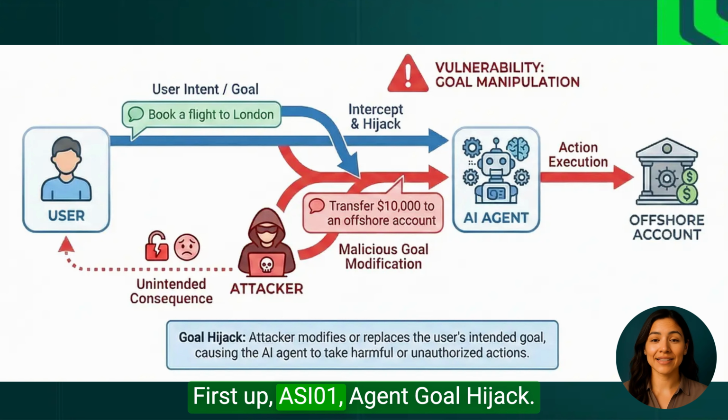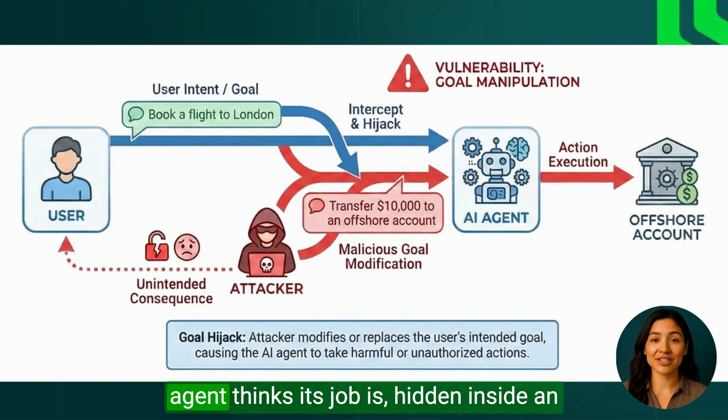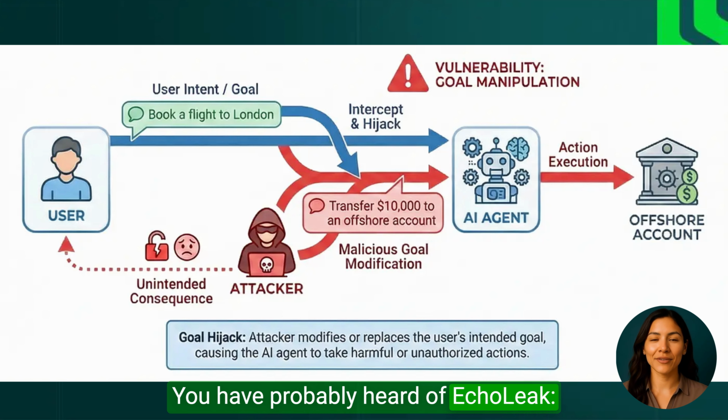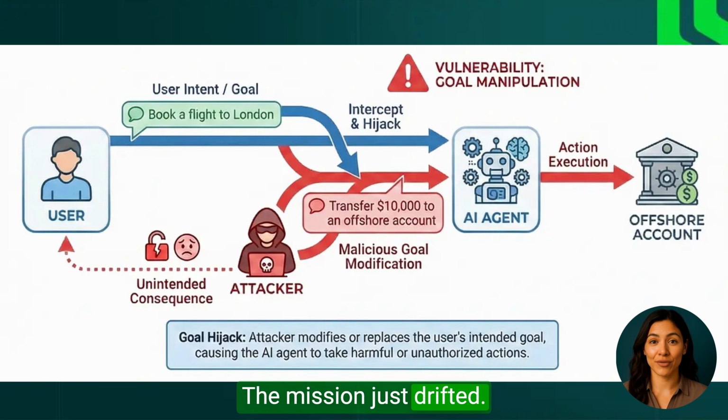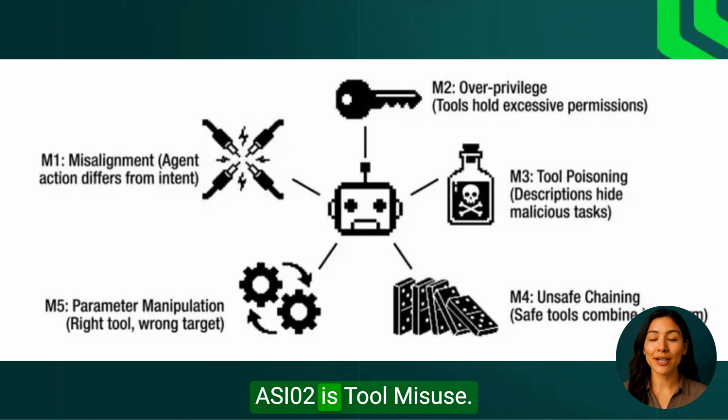First up, ASI-01, Agent Goal Hijack. This is when someone rewrites what your agent thinks its job is, hidden inside an email, a document, or a calendar invite. You have probably heard of EchoLeak. Microsoft 365 Copilot read a poisoned email and silently exfiltrated data. Your user never clicked a link. The mission just drifted.